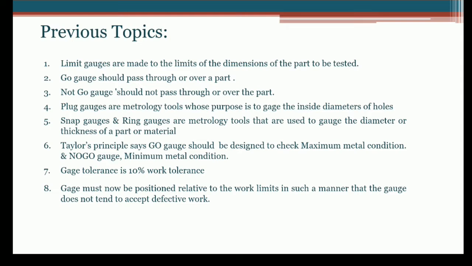Then you know what Taylor's principle says, that is, how to design the limit gauge for checking the maximum metal condition and minimum metal condition. In my previous video, the gauge tolerance is 10% of the work tolerance, and the wear allowance is 10% of the gauge tolerance. And you must know that the gauge must be positioned relative to the work limit. Now I am coming to the problem.